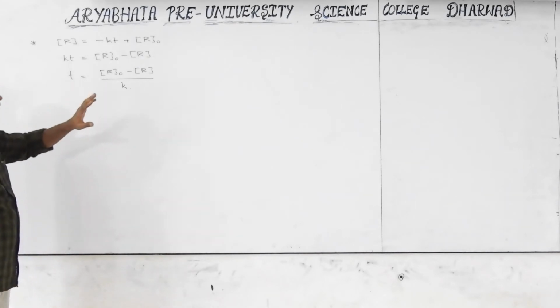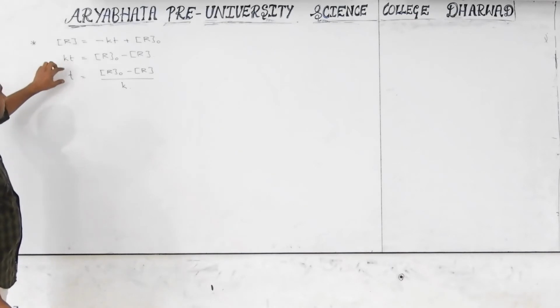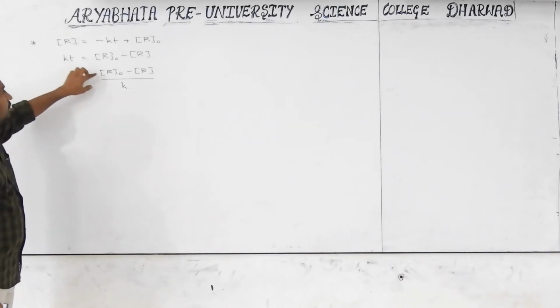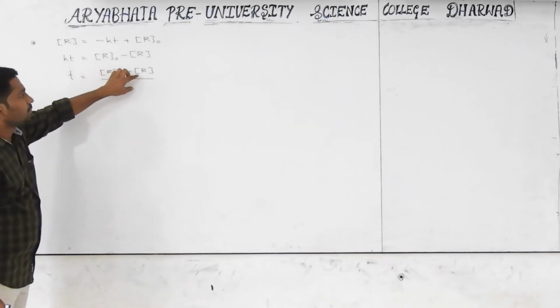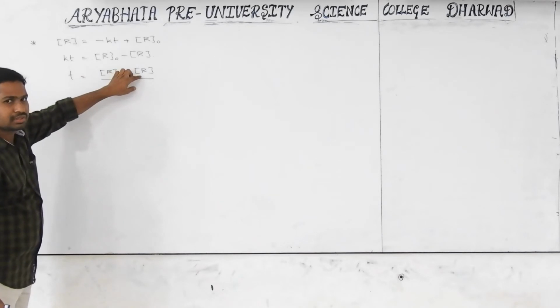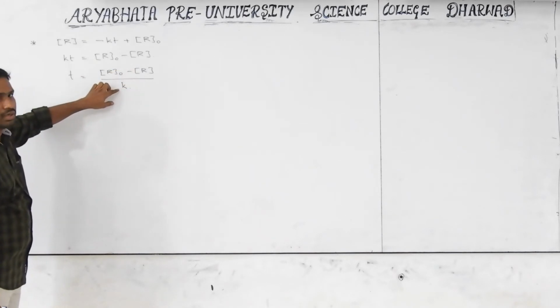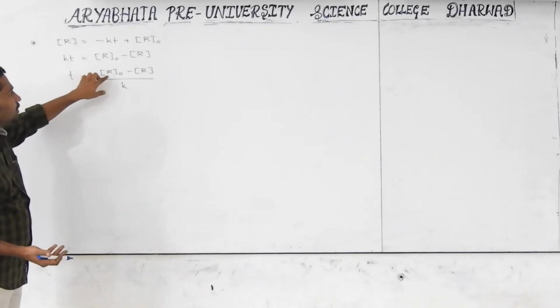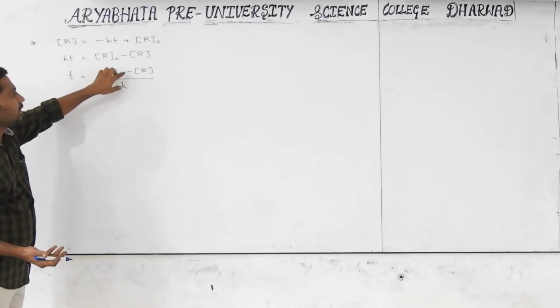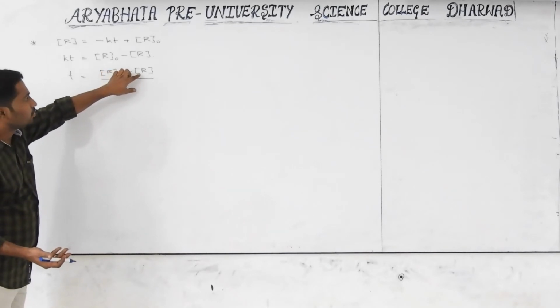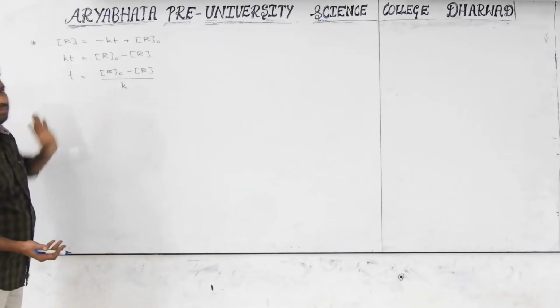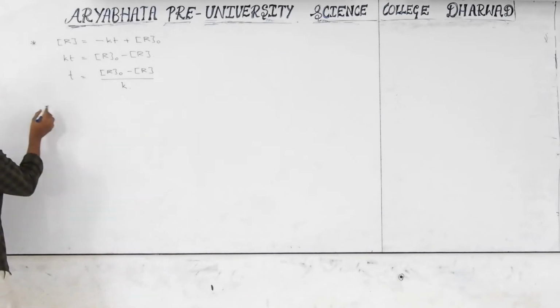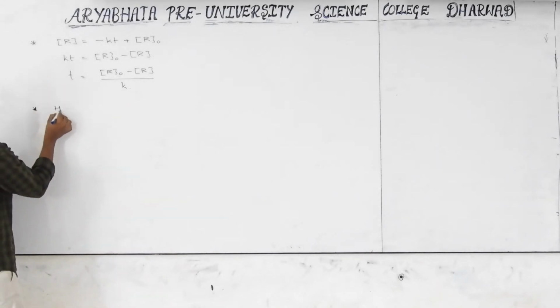But generally everyone remembers this one: time t is equal to initial concentration minus final concentration at time t, divided by the rate constant. Oh, sorry, if I take k here, no problem. You can take k is equal to the initial concentration of the reactant minus the final concentration of the reactant, divided by time. Okay, here I am telling one more important concept under the same question: half-life.